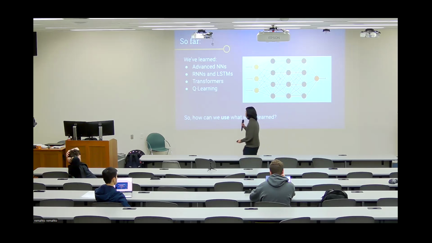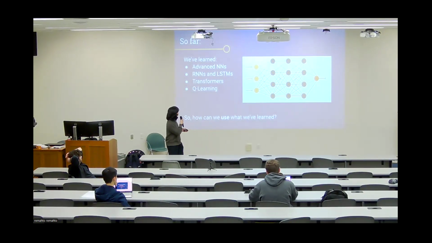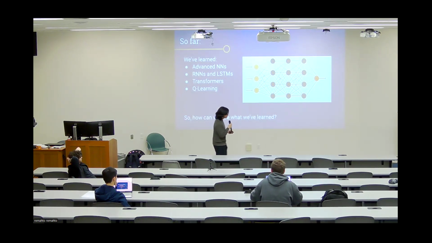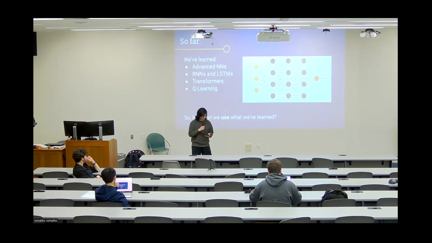So far, this is just an abridged list, but we've gone over advanced neural networks, RNNs and LSTMs, transformers, a little bit into LLMs, and of course, many classical ML models such as KNNs and other things. And also, we've gone over Q learning and RL.